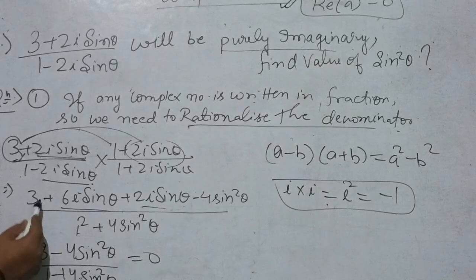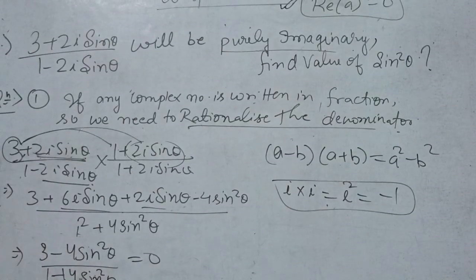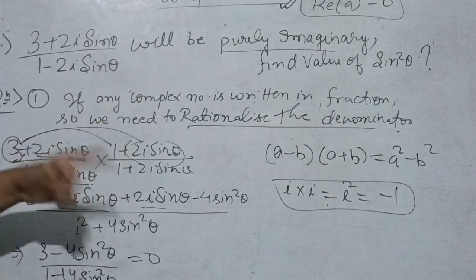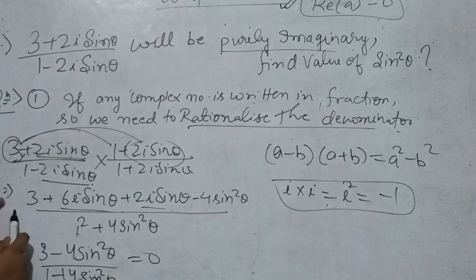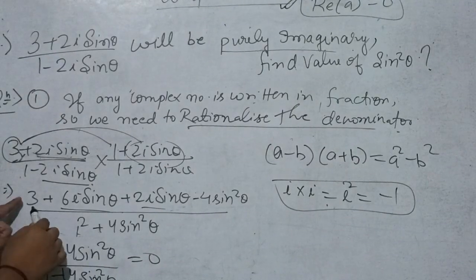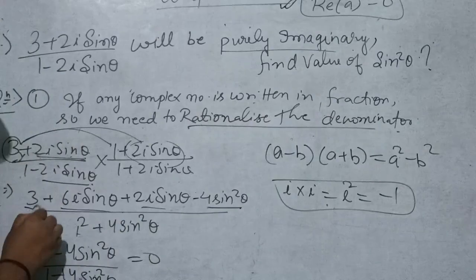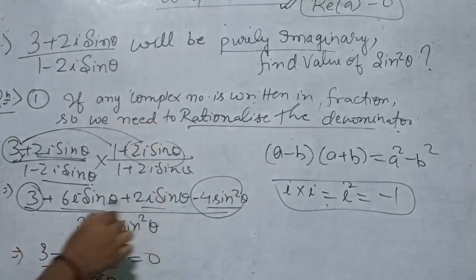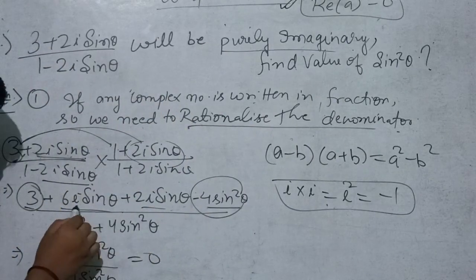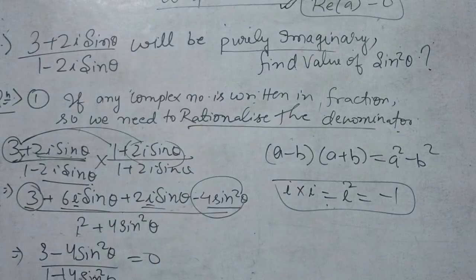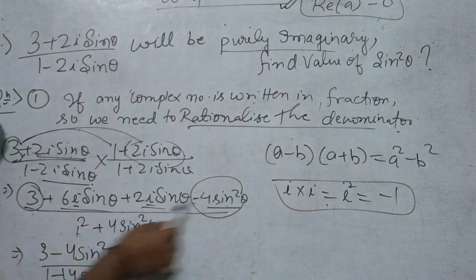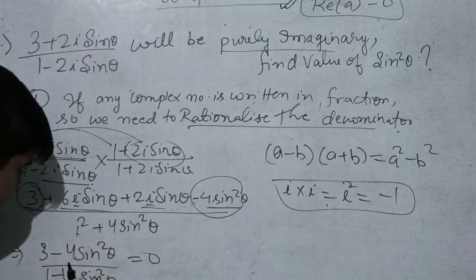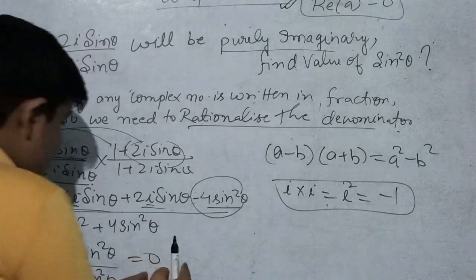After that, the question says that it is purely imaginary, meaning the real part is zero. So 3 minus 4 sin square theta is the real part, as the other part contains iota, meaning it is an imaginary number. So (3 minus 4 sin square theta) by (1 plus 4 sin square theta) is equal to 0.